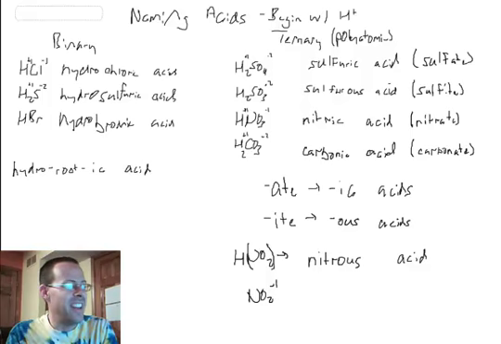In summary, binary compounds get the prefix hydro, the root of the element or the anion, and then end in ic acid. If we have ternary acids, which just have a polyatomic ion, we use the polyatomic ion name to inform what we name the acid. Ates become ics, and ites become ouses. And that is how we name acids.